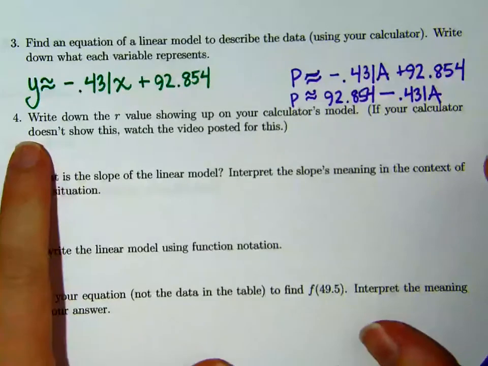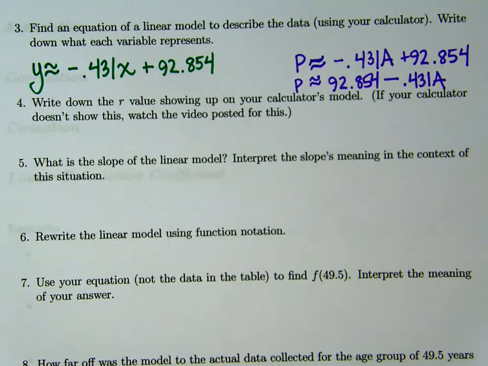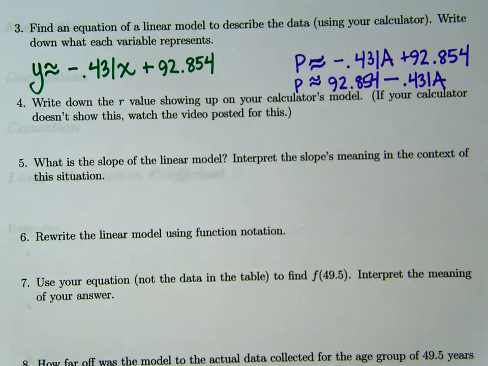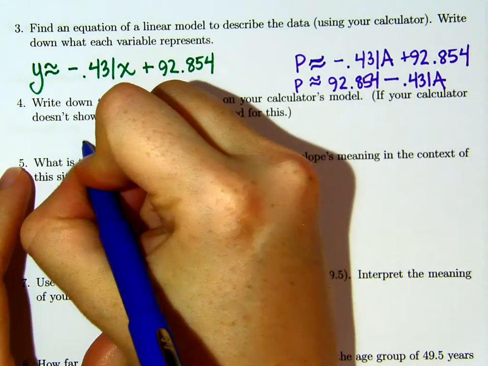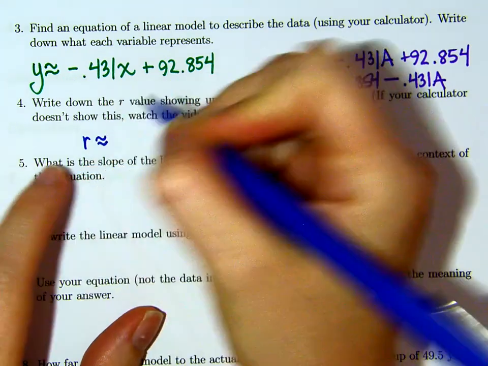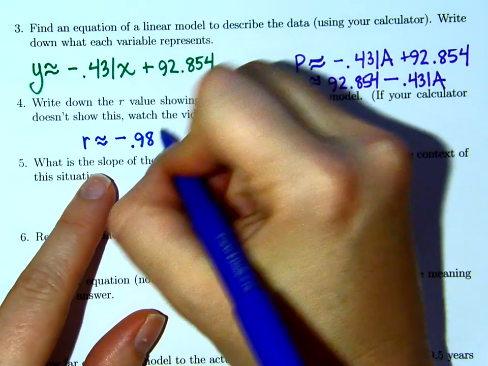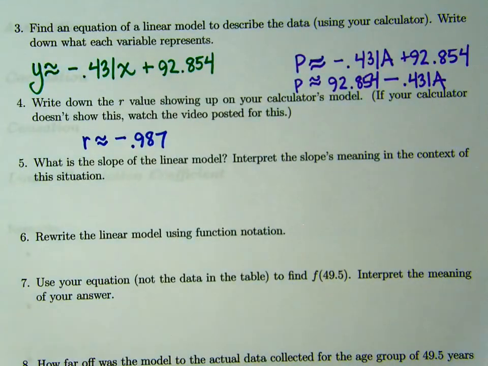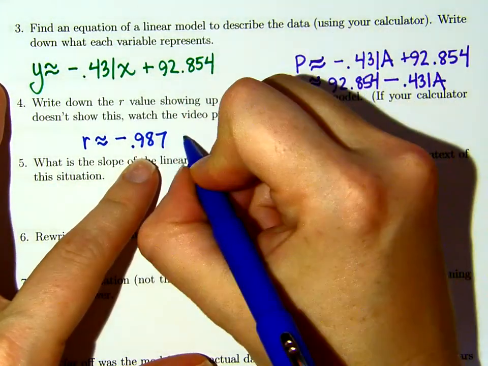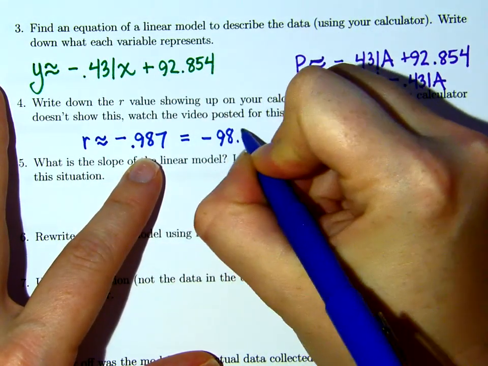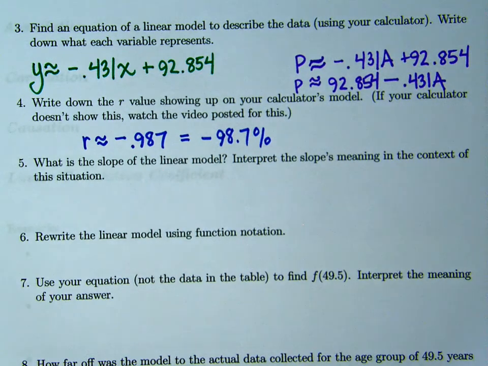Okay, write down our R value. If your calculator, okay, so watch the video to turn this on if your calculator isn't showing it, but mine certainly is. So I'm rounding it, it is negative 0.987 is what my calculator said. And that I'm going to turn into a quick percentage, which is negative 98.7%. Okay.